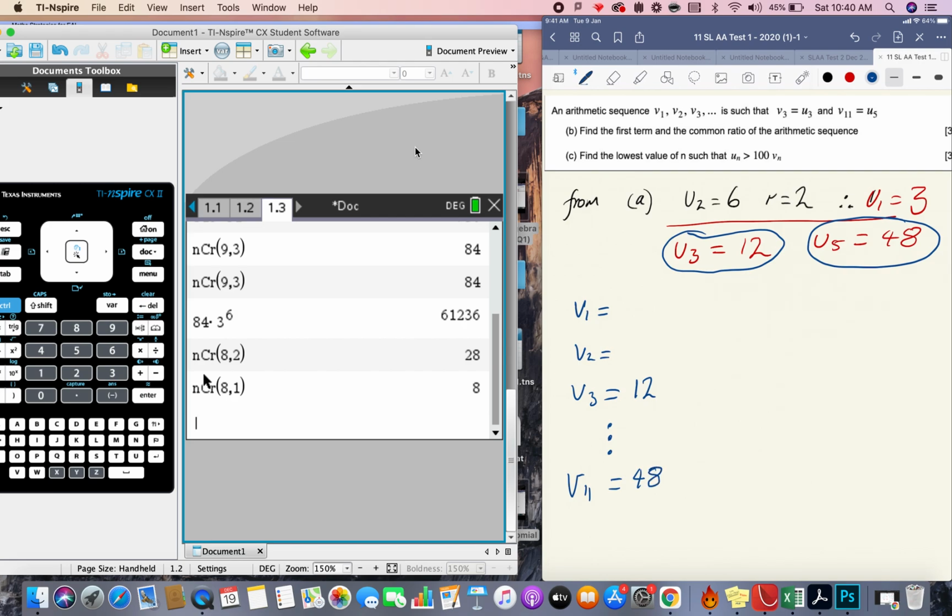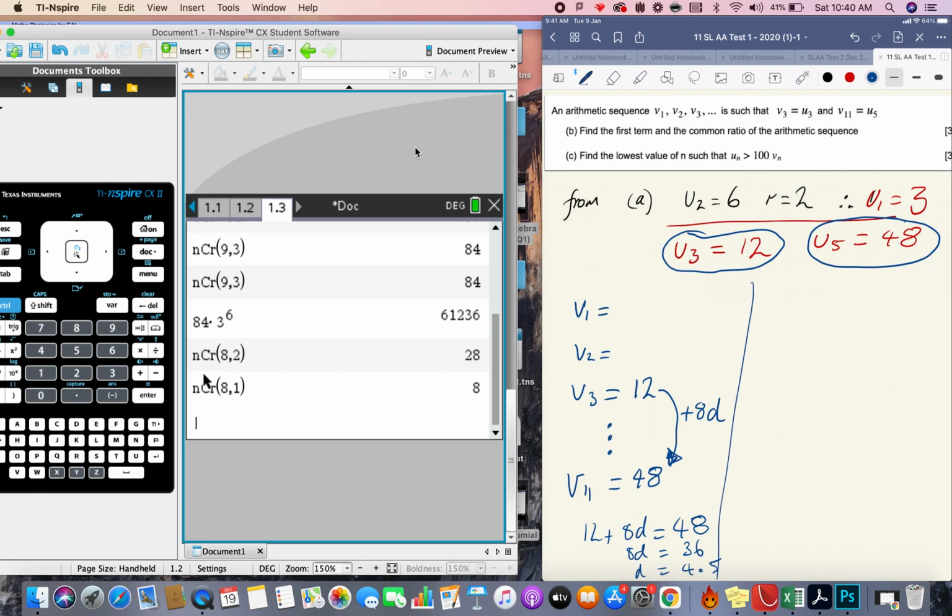Now can you see that actually here we could do it in two different ways. We could do simultaneous equations, or we could do it with common sense. So let's do it with common sense first. So from 3 up to 11, there are 8 jumps. So that will be plus 8d. And that would be 12 plus 8d equals 48. So you would quickly see 8d equals 36. So d was equal to 4.5.